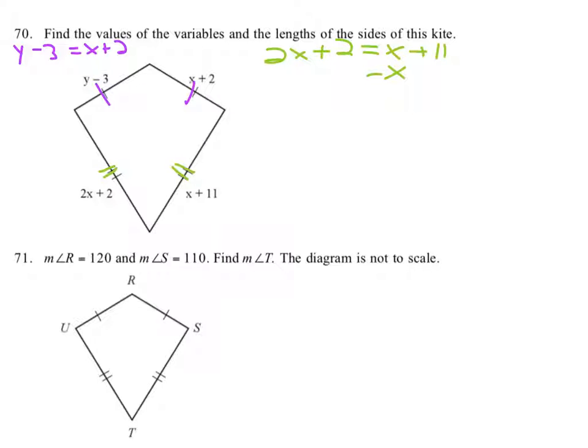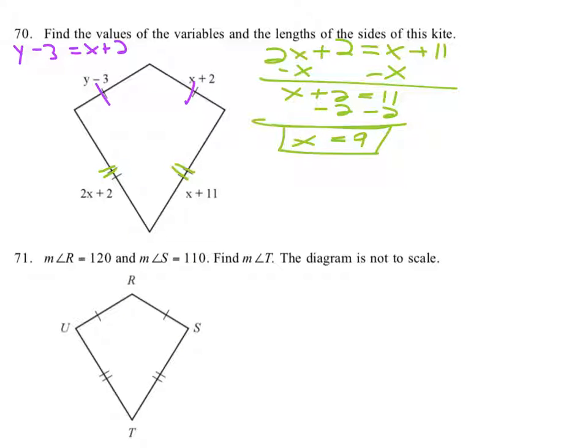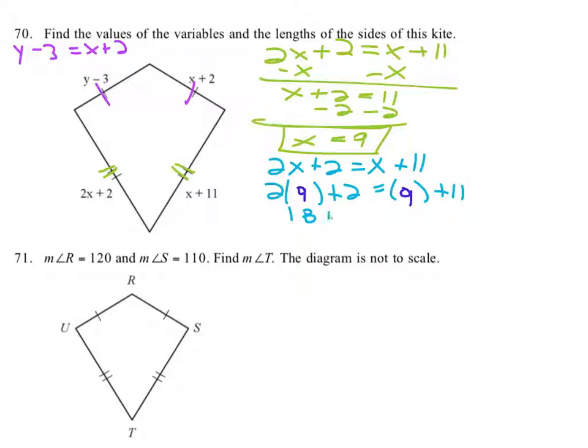So we say, okay, minus x, x plus 2 equals 11, minus 2, x equals 9. We know that that's true, and then we can plug that in up here to 2x plus 2. Actually, let's use a different color here. If 2x plus 2 equals x plus 11, then 2 times that value of 9 plus 2 equals that value of 9 plus 11. And simplifying it out, we get 18 plus 2 equals 9 plus 11, or 20 equals 20. So that means that this equals 20, this equals 20.